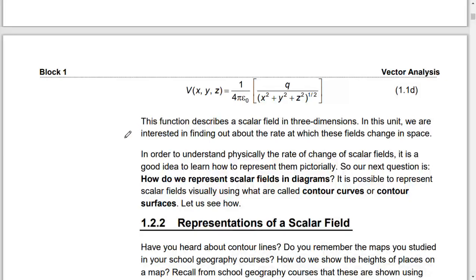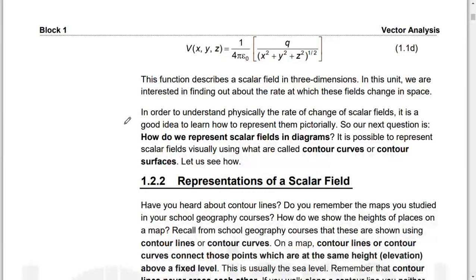In this unit, we are interested in finding out about the rate at which these fields change in space. In order to understand physically the rate of change of scalar fields, it is a good idea to learn how to represent them pictorially. So our next question is, how do we represent scalar fields in a diagram? It is possible to represent a scalar field visually using what are called contour curves or contour surfaces. Let us see how.